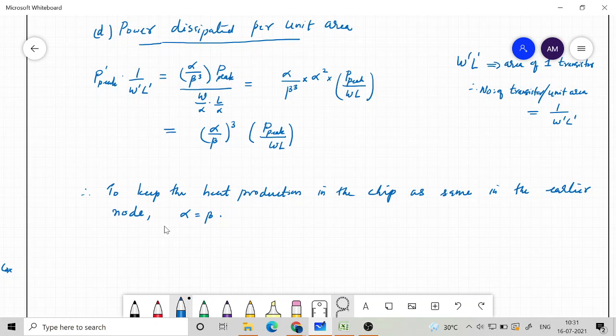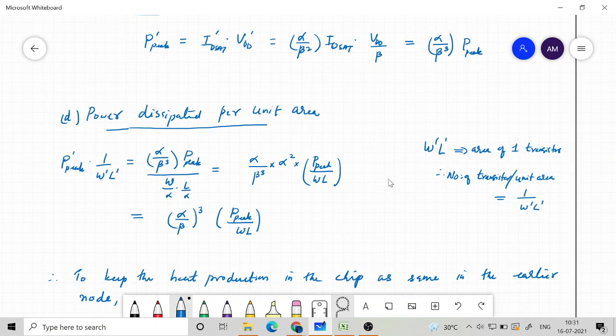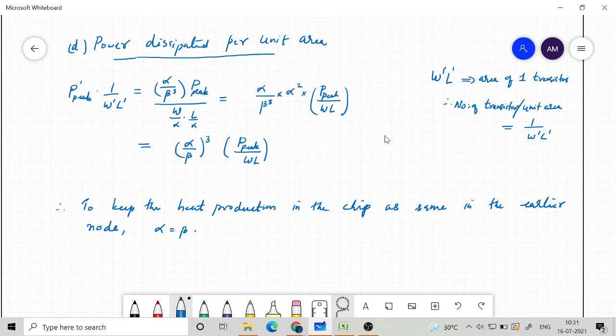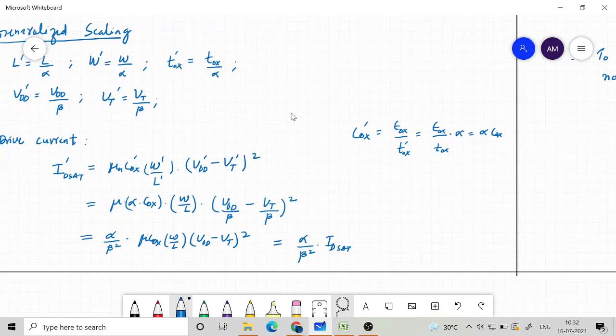Otherwise, and as I told you, it is difficult to achieve alpha equal to beta, and therefore what is going to happen is that per unit area more heat will be generated in the newer chip. This is per unit area. Per transistor it is not correct. Per transistor, if you look at it, it is reducing, but because we are packing more transistors in unit area, per unit area the heat is going to rise. So that's what happens with constant voltage scaling. If you do the full scaling, you can keep that.